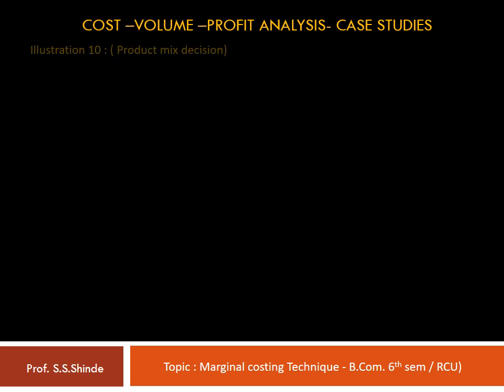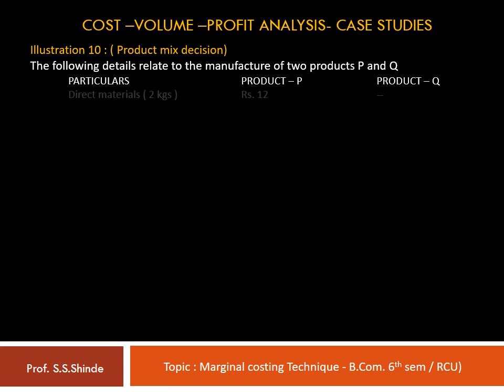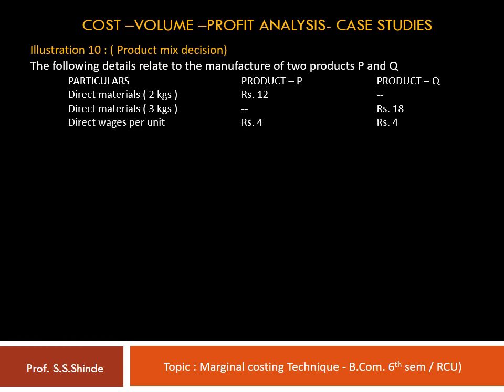Let's look into an illustration with a product mix decision. The following details relate to the manufacture of two products P and Q. Now the details are given below. Direct materials in case of product P is rupees 12 and product Q is rupees 18 for the respective materials consumed in terms of units. Direct wages per unit is rupees 4 in case of both P and Q.